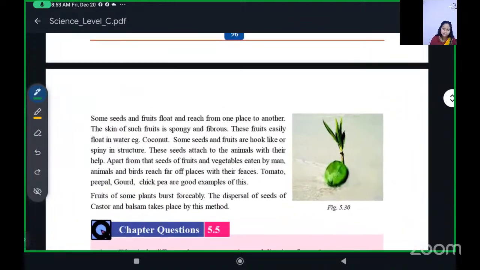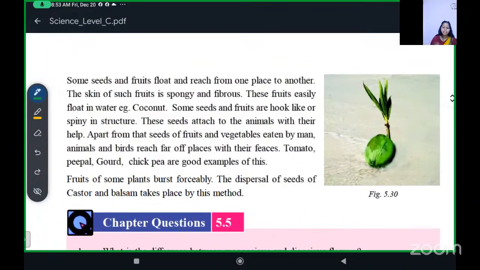Some seeds and fruits float and reach from one place to another. The skin of such fruits is spongy and fibrous. They easily float in water, for example, coconut. Some are hook-like or spiny, and they get attached to animals with their help.